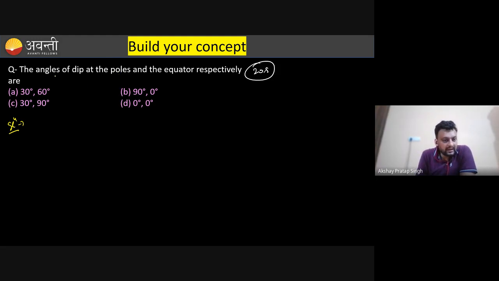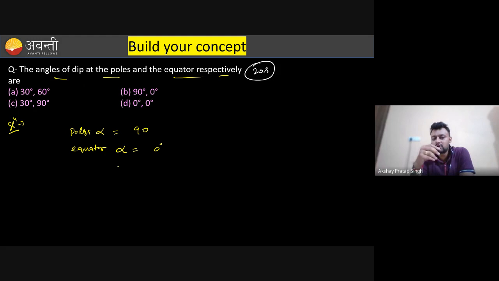The question says the angle of dip at the poles and the equator respectively. What I told you: at the poles the angle of dip is 90 degrees, so alpha is equal to 90, and at the equator alpha is equal to 0 degrees. The needle remains horizontal at the equator, and at the poles it becomes vertical. So alpha is 90 and 0, which is the correct option B. You should remember this question. It is asked very often in the NEET exams. B is the correct answer.